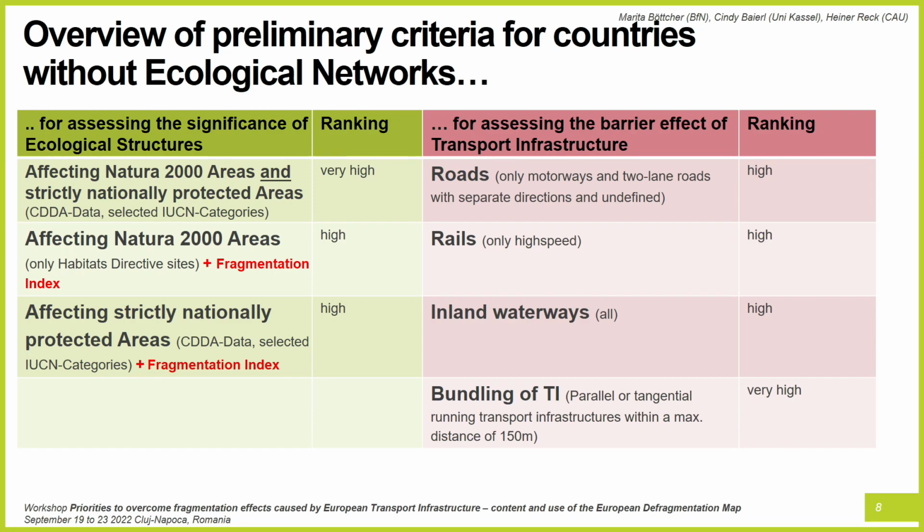I told you before that we do not have such ecological networks for every country. So we have to think about which criteria we could use to not leave parts of the map, especially in the eastern part, white or without any data or results. For the areas without ecological networks, we are using the area backdrops of protected areas, the Natura 2000 sites, and here just the Habitats Directive sites. And we use the area backdrop of strictly national protected areas. For the ranking, we thought about using the fragmentation index. I will tell you more about this later. For assessing the barrier effect of transport infrastructure, we are using the same categories of transport infrastructure as before.